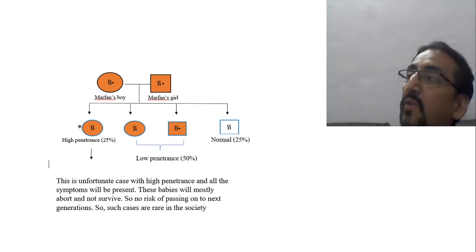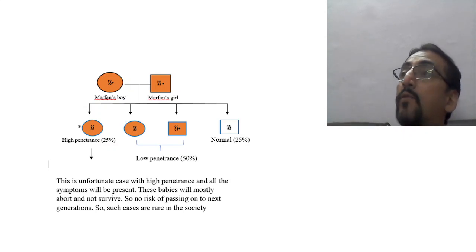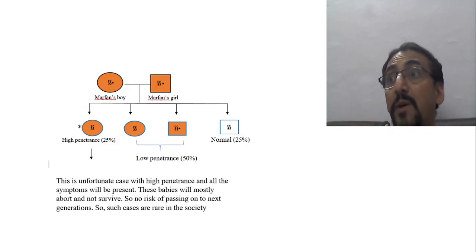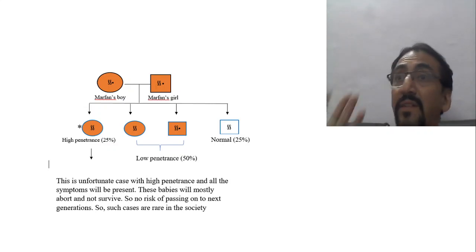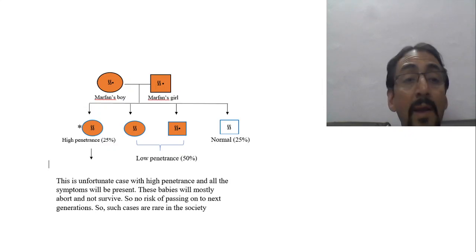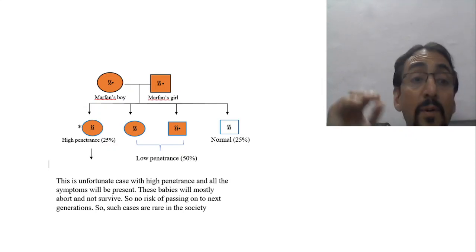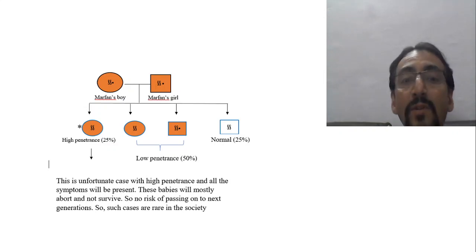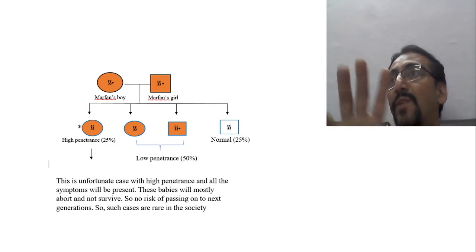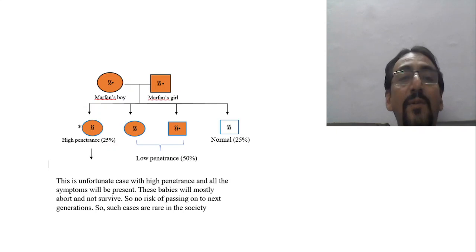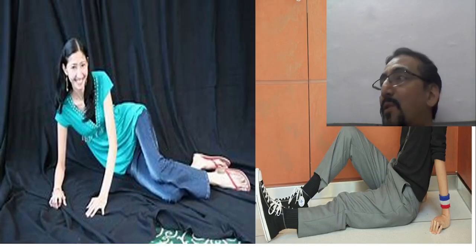But this one who received the mutant gene from both father and mother will have all the manifestations of Marfan syndrome, all the 3 manifestations. This child may even undergo abortion because of high penetrance. So this is another important possibility when we look into autosomal dominant disorders. And this is a Marfan boy and a Marfan girl.